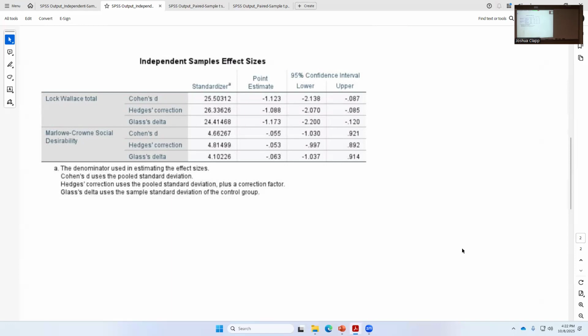Hedges' correction uses a correction factor, and then there's Glass's delta. The problem with Glass's delta is you need to look at the standardizer and figure out which group is being used as the control group, because it might not be the one you want it to be, right? That's just a cross-reference back up to your descriptives to see who's being used as the standardizer. So here, Hedges' correction is probably your best bet. It's giving you a point estimate and confidence bounds for your effect size.